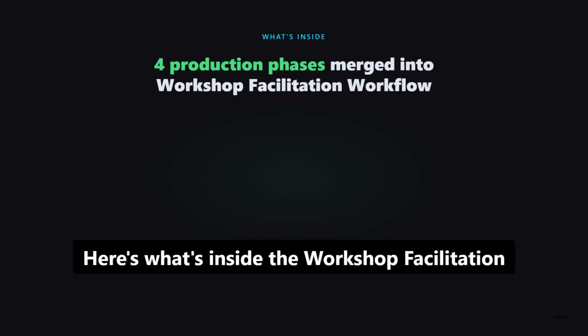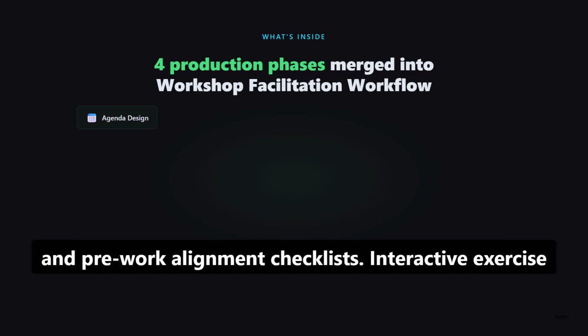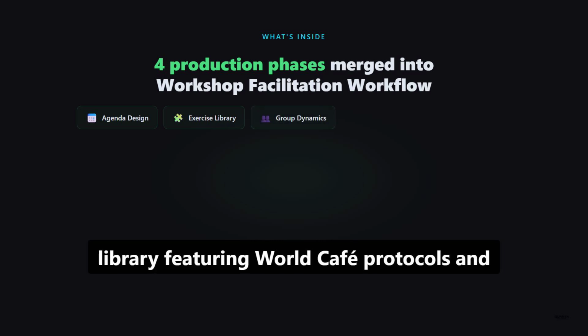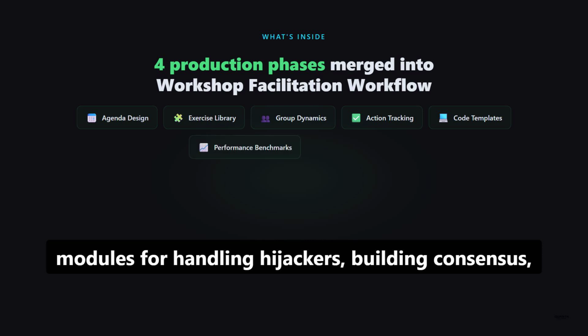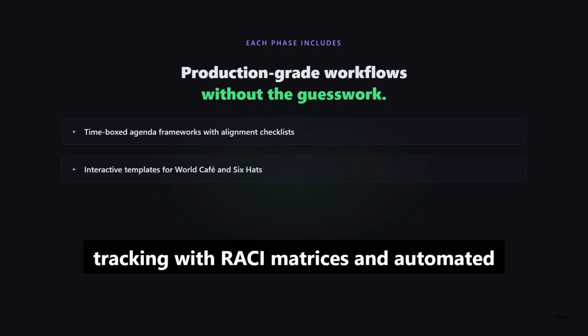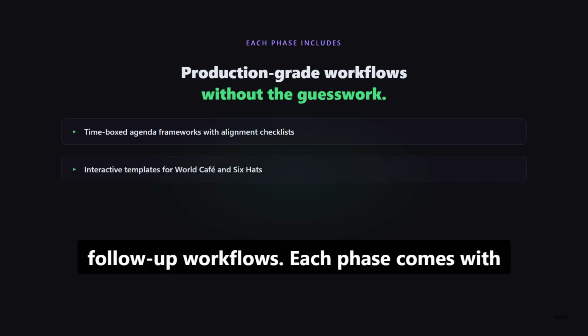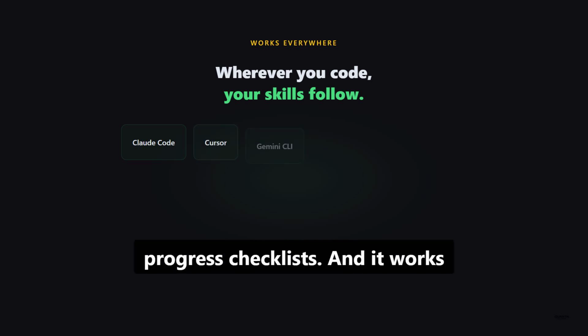Here's what's inside the Workshop Facilitation Pack: agenda design with time-boxed phases and pre-work alignment checklists, an interactive exercise library featuring World Cafe protocols and Six Thinking Hats canvases, group dynamics modules for handling hijackers, building consensus, and real-time sentiment mapping, action item tracking with RACI matrices and automated follow-up workflows. Each phase comes with working code templates, performance benchmarks, and progress checklists.